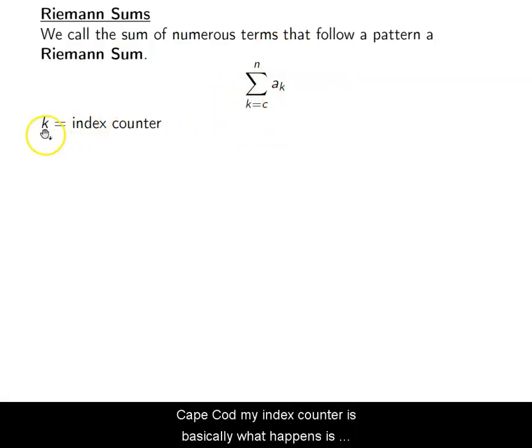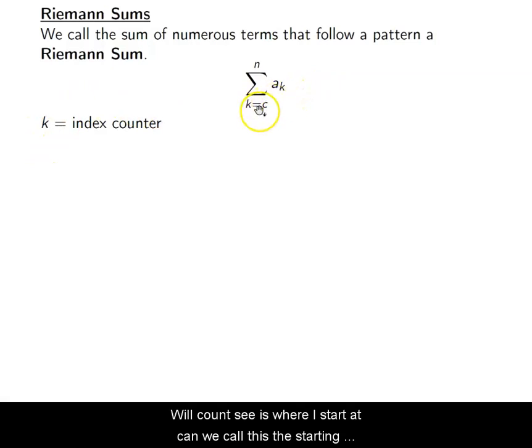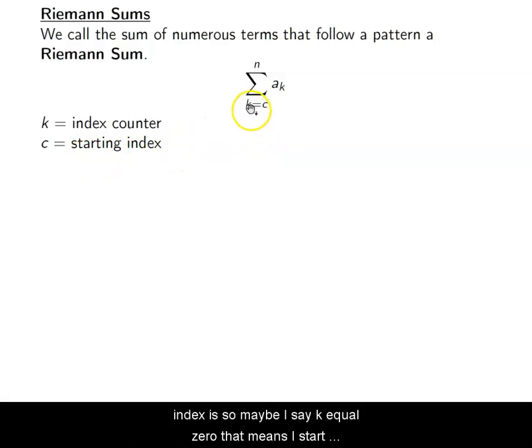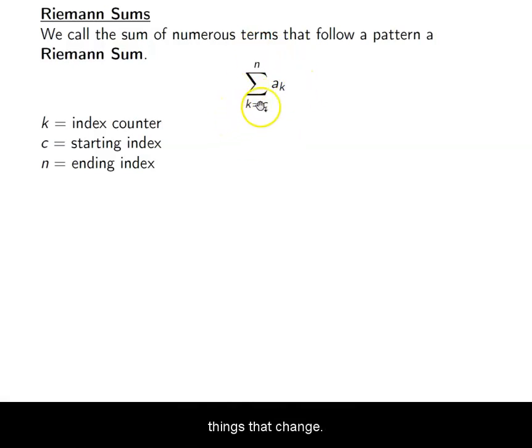Here, k is called my index counter. It's basically what happens is that we count by ones. So k tells me all the things that have a k on it will count. c is where I start at. We call this the starting index. So maybe I say k equals 0. That means I start at 0 and then I go 0, 1, 2, 3, 4, 5, 6, and so forth, all the way up until n. n is my ending index. So c is where I start, n is where I end, k just tells me all the things that change.